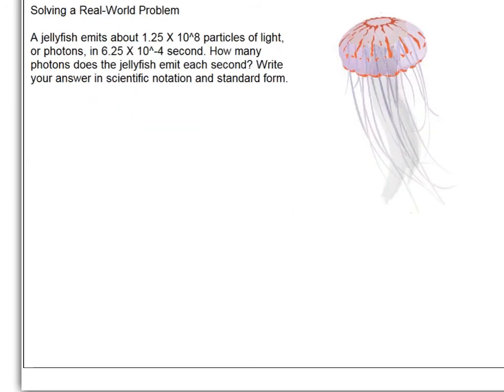Alright, so let's just take a look at a word problem that we can use the properties of exponents to solve. We're talking first about a jellyfish that emits about 1.25 times 10 to the 8th particles of light, or photons, in 6.25 times 10 to the negative 4th seconds. How many photons does the jellyfish emit each second? We're going to write our answer in both scientific notation and in standard form.